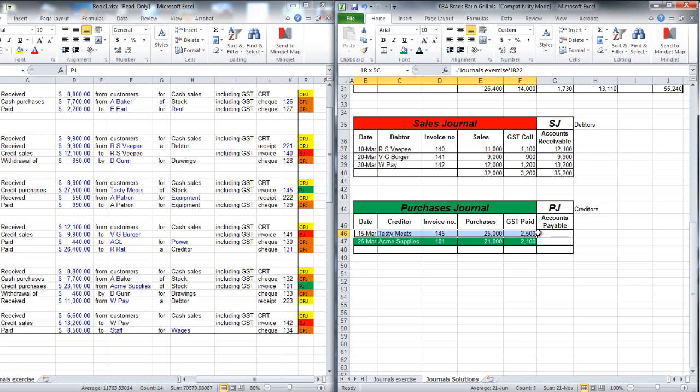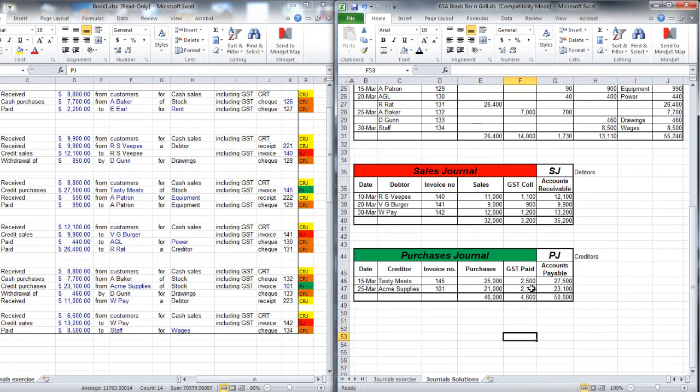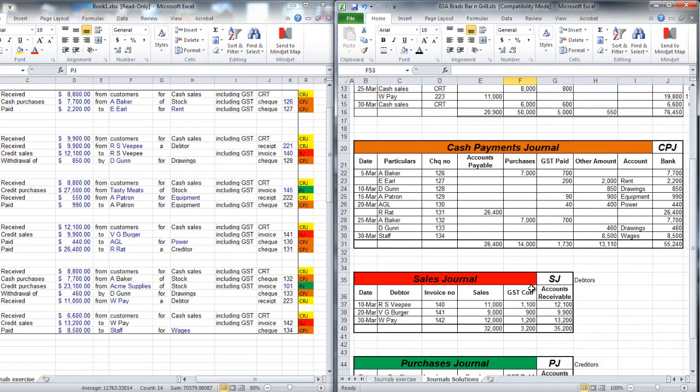Oops, didn't do the total there. Taking the rest of this one. Okay. And then the total of all that. Total of that. Total of GST paid. Total of course invoice numbers. So you have finished your journal entries. And that is the end of the exercise.